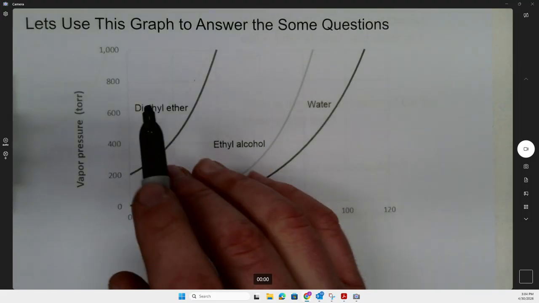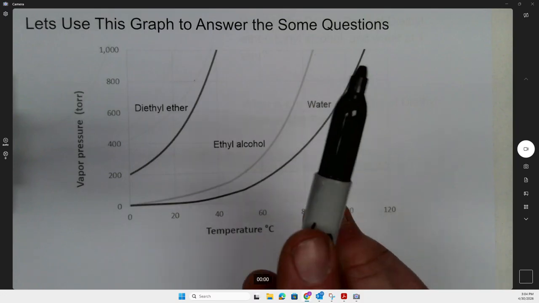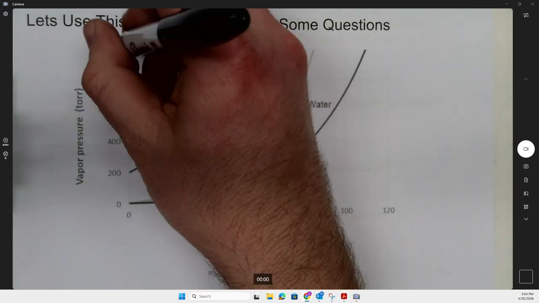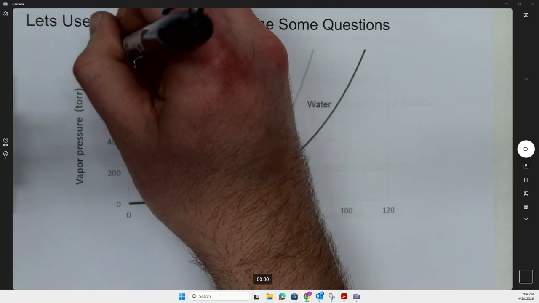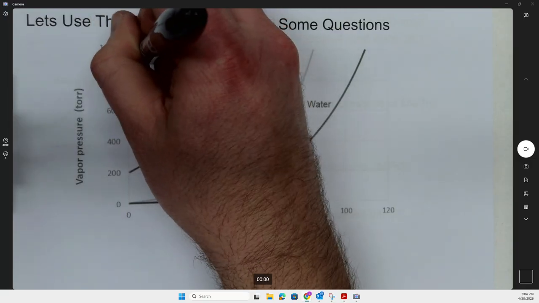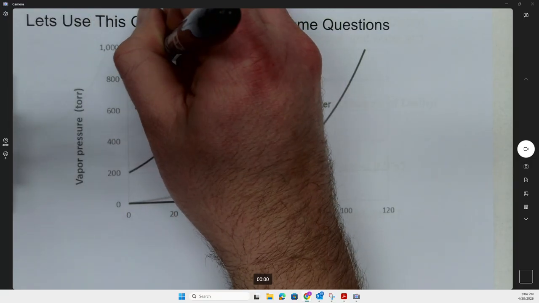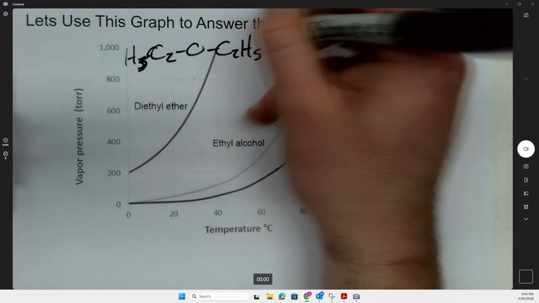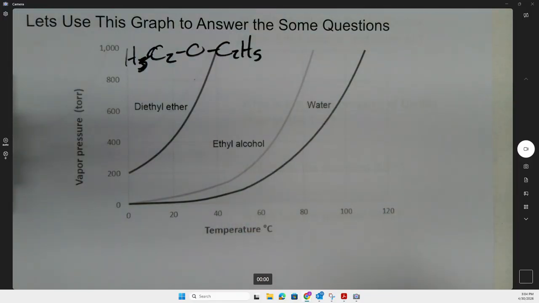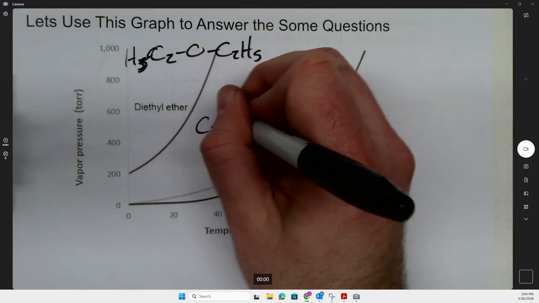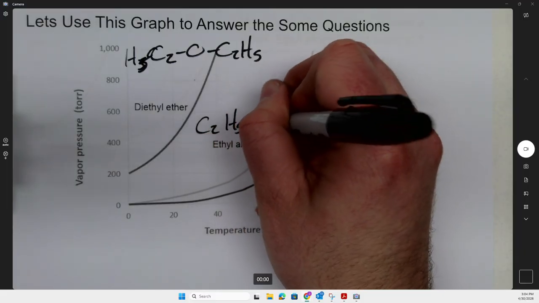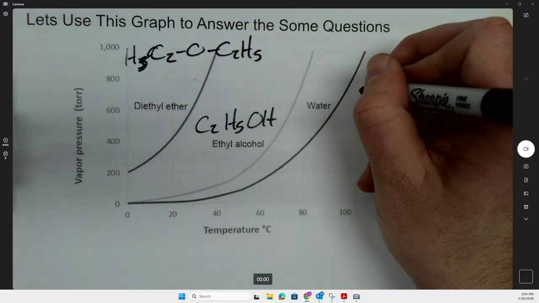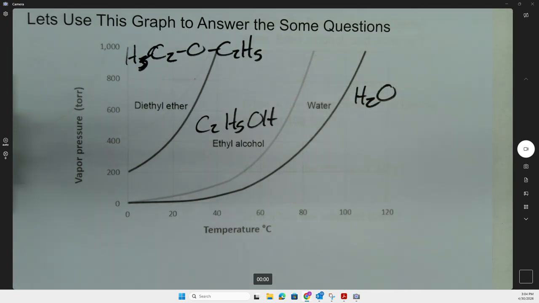So we have 3 compounds. We have diethyl ether, which if we want to draw that out, is C2H5 O C2H5. Ethyl alcohol, it's just ethanol, which is C2H5OH. And then water, we all know that as H2O.